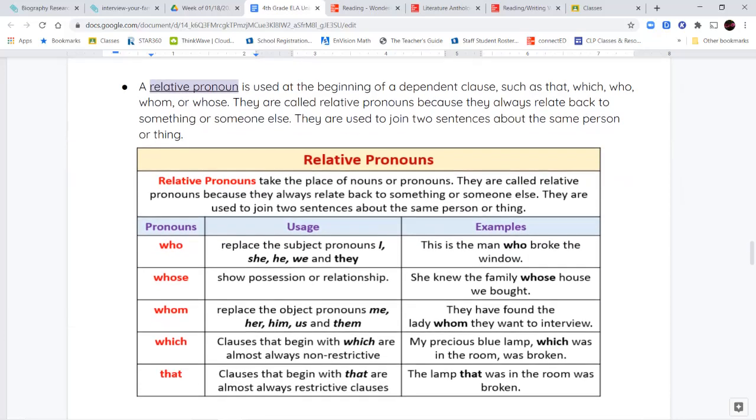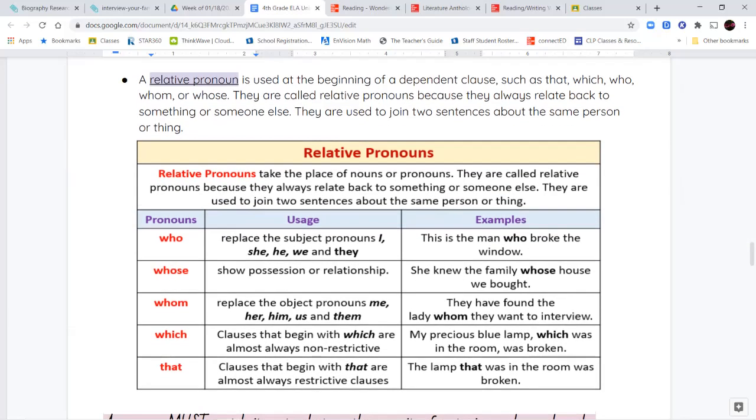Now, next we have relative pronouns. A relative pronoun is used at the beginning of a dependent clause. Remember, we've talked about independent clauses, which are basically simple sentences, and dependent clauses, which are parts of a sentence that can't be a whole sentence by themselves. They're missing information. A relative pronoun is used at the beginning of a dependent clause, such as the words that, which, who, whom, or whose. They're called relative pronouns because they always relate back to something or someone else. They're used to join 2 sentences that are talking about the same person or thing.